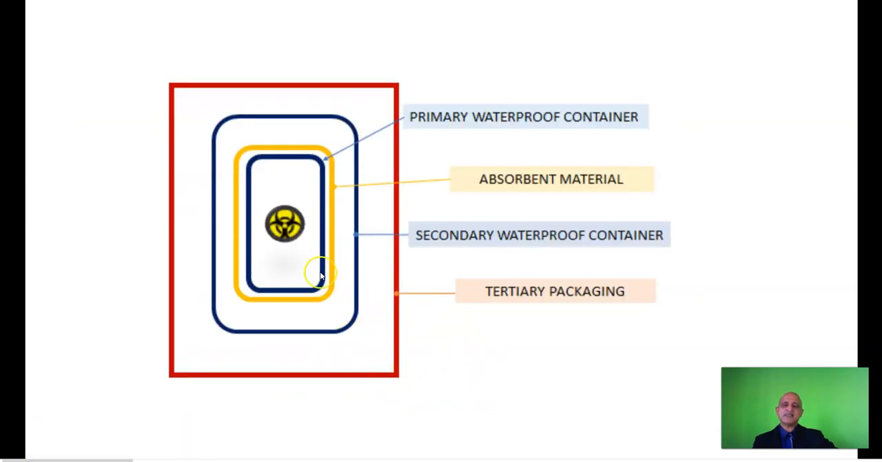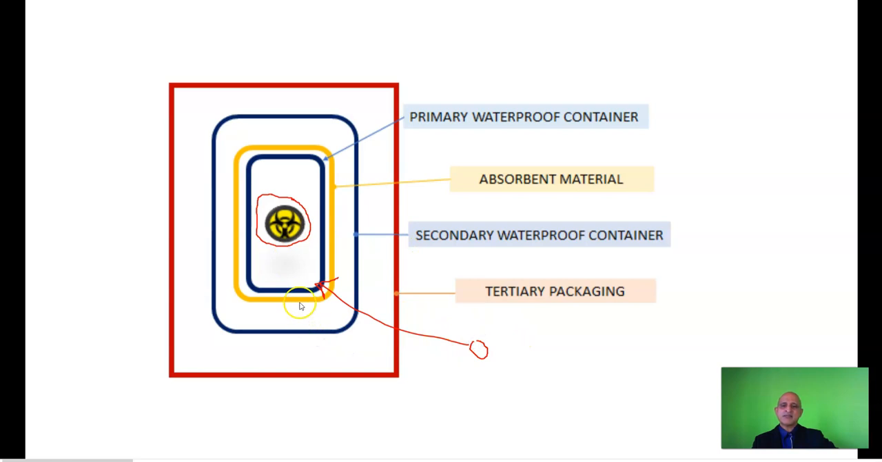I have made a schematic diagram for you. Now, this is the biological agent itself. It's right at the center of this. This is surrounded by your first layer of protection, which is waterproof. This can be in the form of a vial, or a Falcon tube. Please do not use glass for this unless the biological agent requires transport in glass. Usually we use polypropylene tubes with airtight locks.